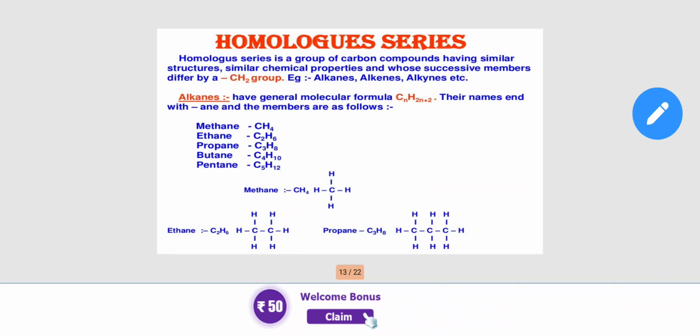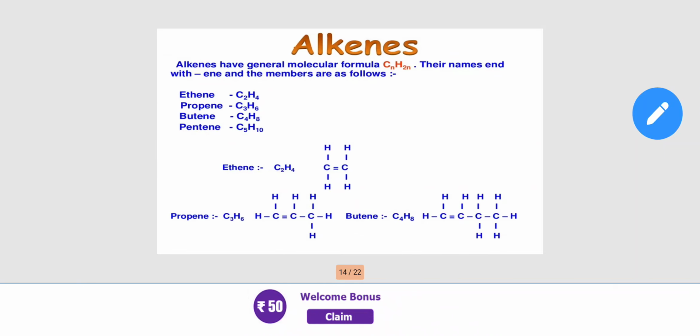A homologous series is a group of carbon compounds having a similar structure and similar chemical properties whose successive members differ by a CH2 group. Okay, this is alkane, alkene and alkyne. Alkanes have the general formula CnH2n+2. Their names end with ANE. The members follow: methane, ethane, propane, butane, pentane. You can see the structures here also.